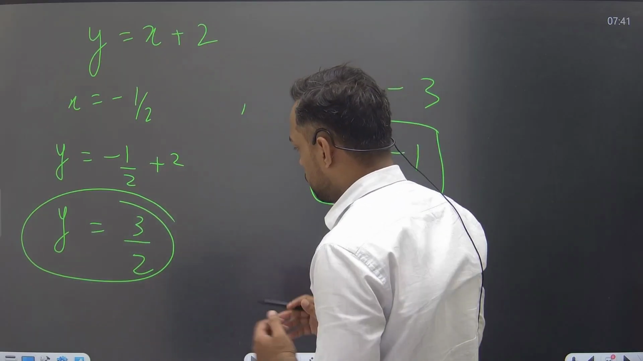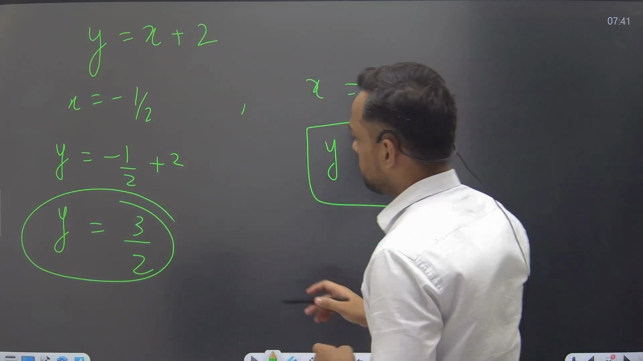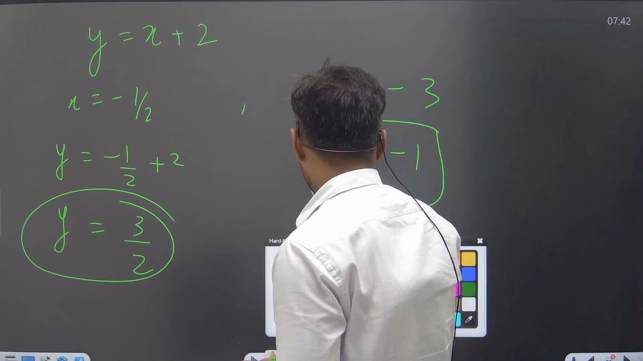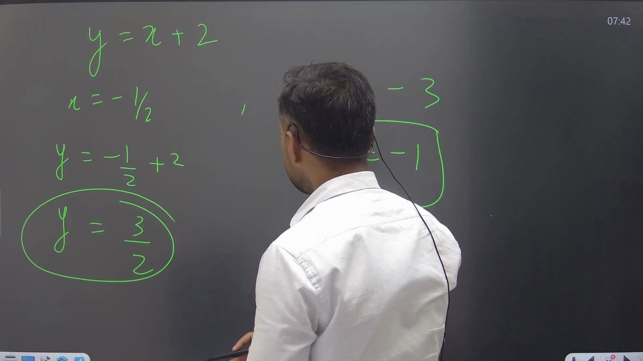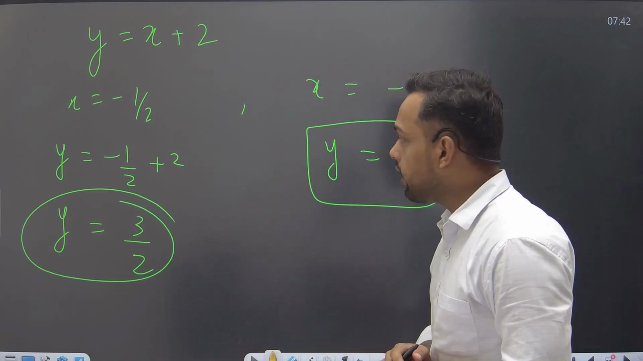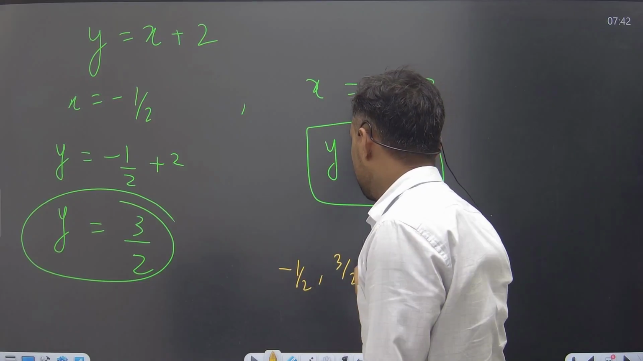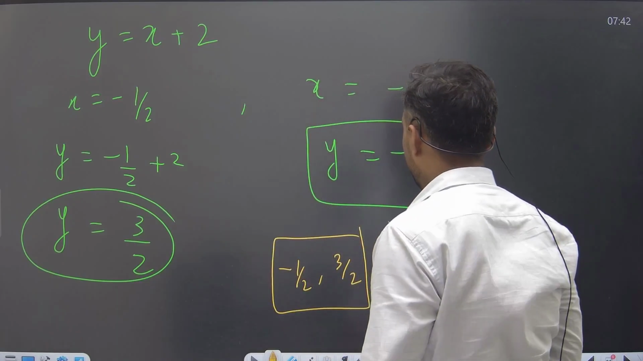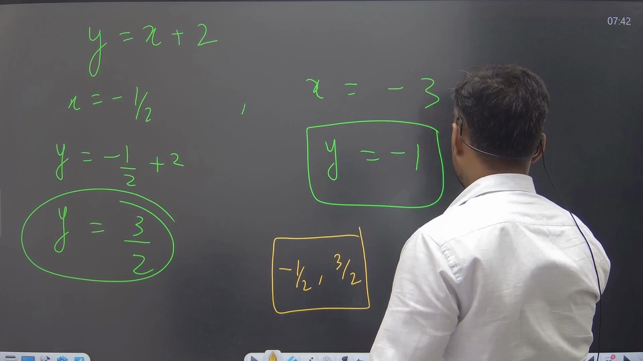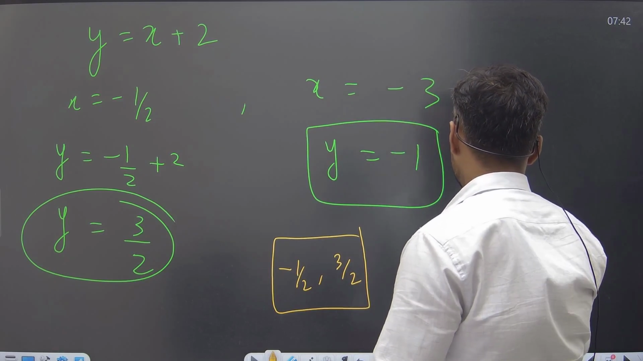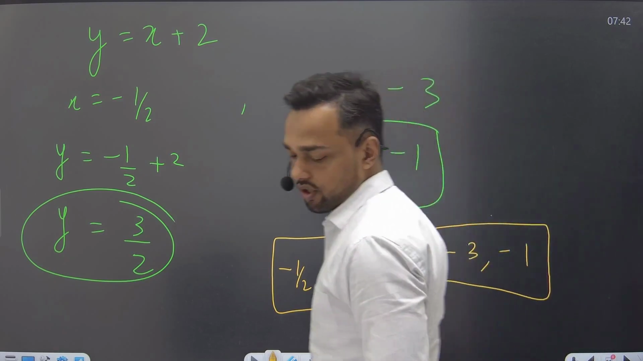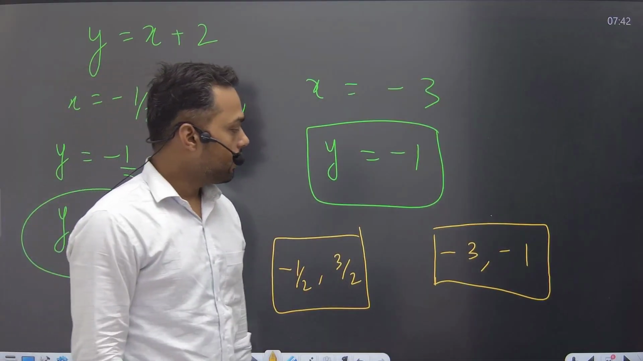So the original values of x and y, student, will be negative 1 by 2 comma 3 by 2, this is the first coordinate, and the second one is negative 3 comma negative 1. This is the second coordinate, students. Okay, now let's move ahead.